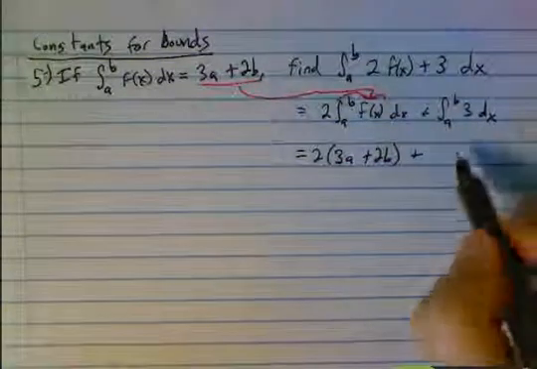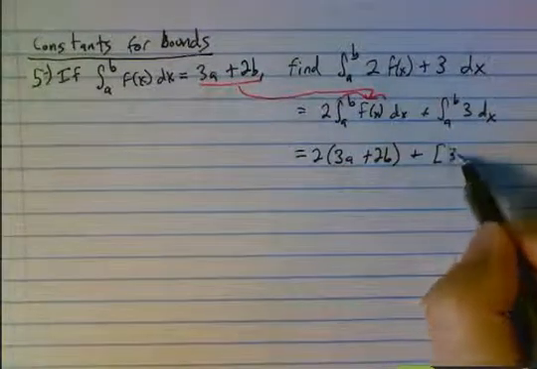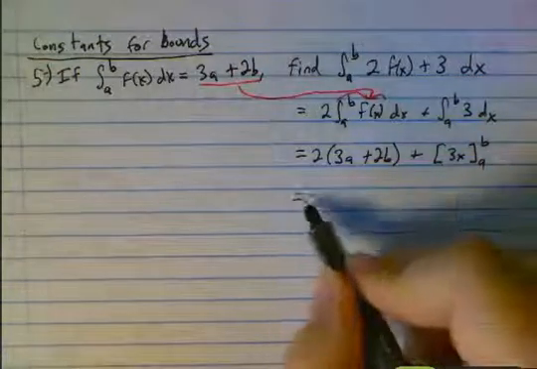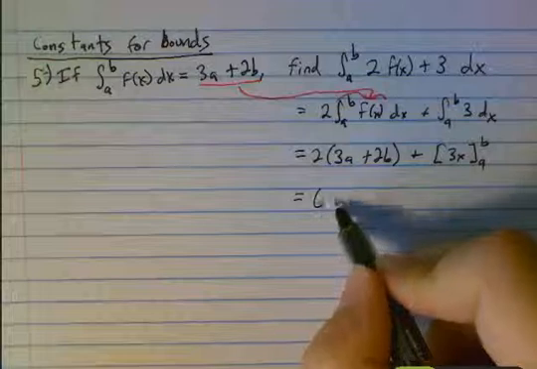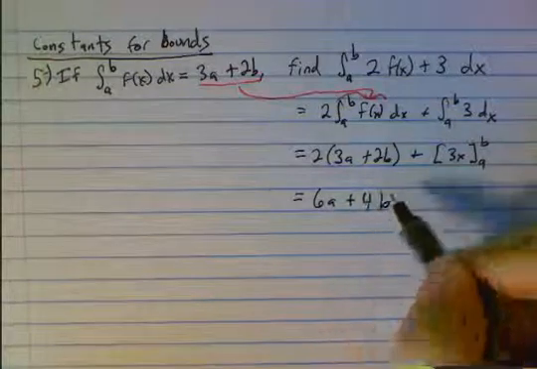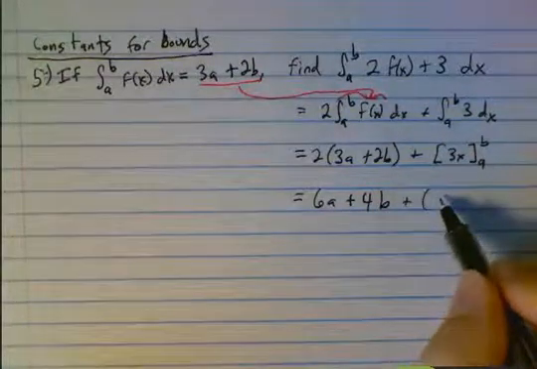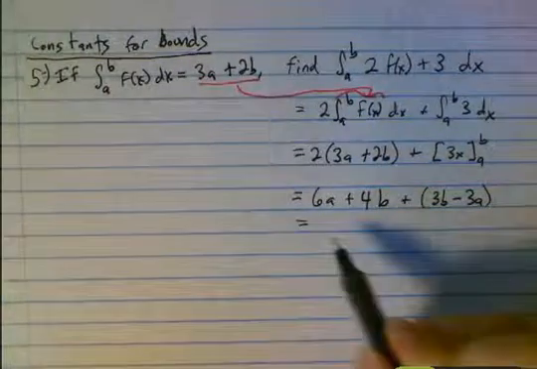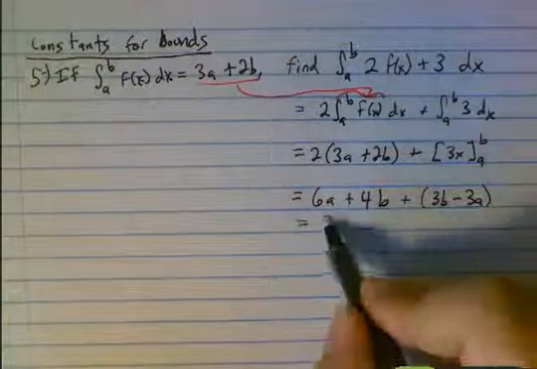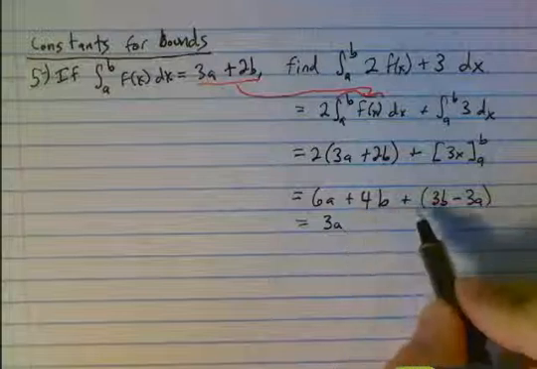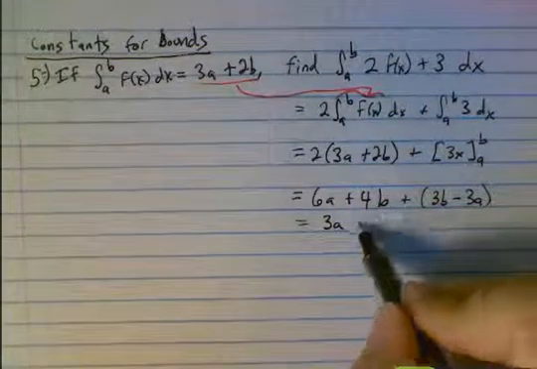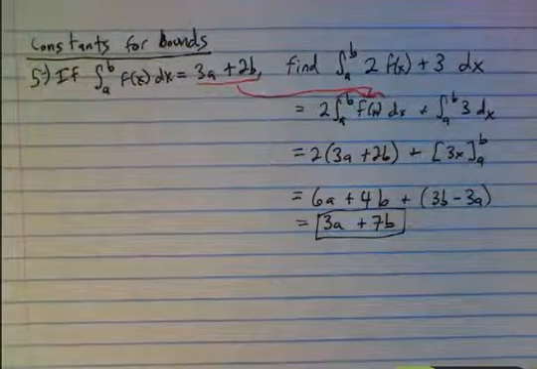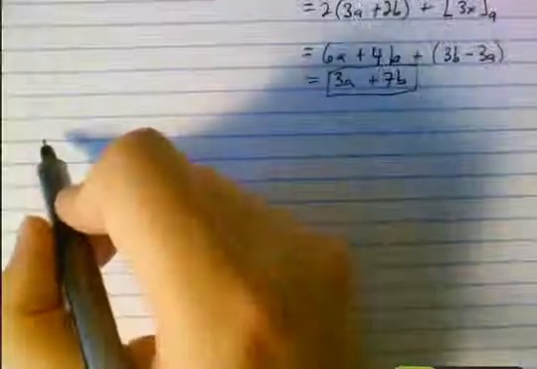This one, we can do our antiderivative like normal. It's from a to b. We're just going to treat a and b like they were any other number. So that's 6a plus 4b plus, got 3b minus 3a. And now I can just combine like terms. 6a minus 3a is 3a. 4b plus 3b, 7b. Let's do a check for understanding problem.